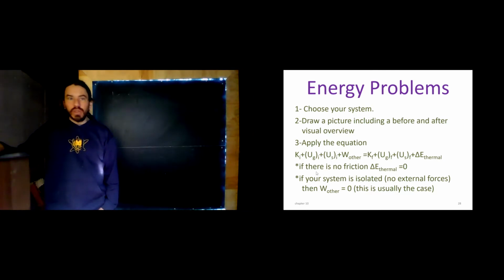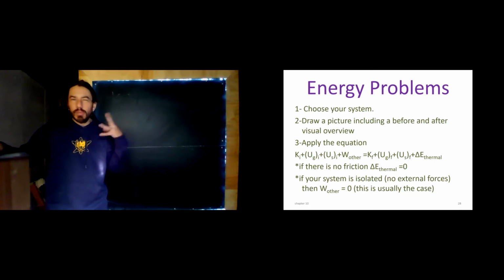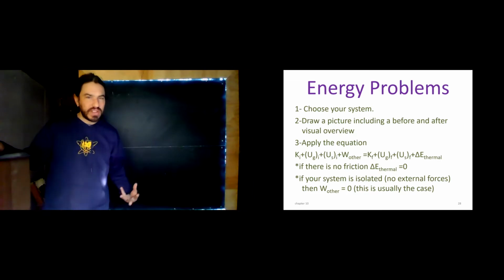A few notes here: if there's no friction, then delta E thermal is always 0. If there's no friction, we're not creating thermal energy. And if your system is isolated, then work other equals 0. This is almost always the case. If there's a rope pulling on something or somebody pushing on something, there's some work being done on the system by some force that's hard to describe, hard to include as part of the system.